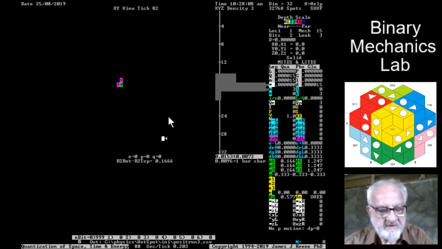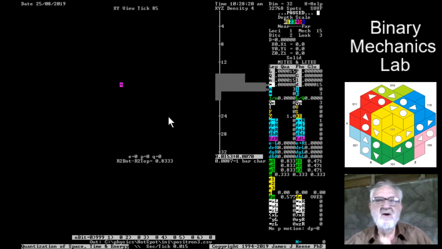Okay, I'm going to put it to single step now because it looks like it's getting close to going back to the original positron spot again. There we have it.